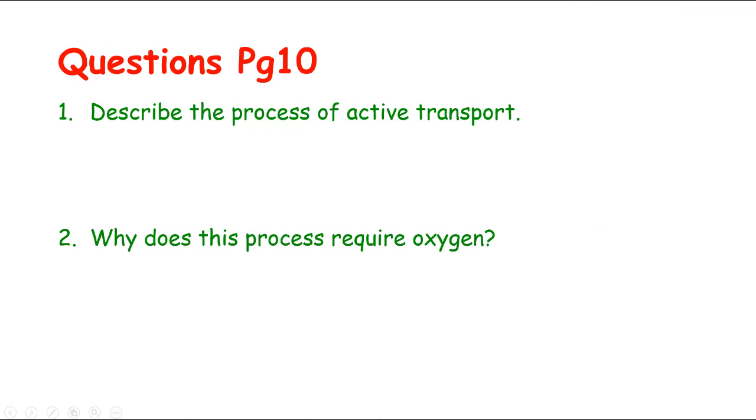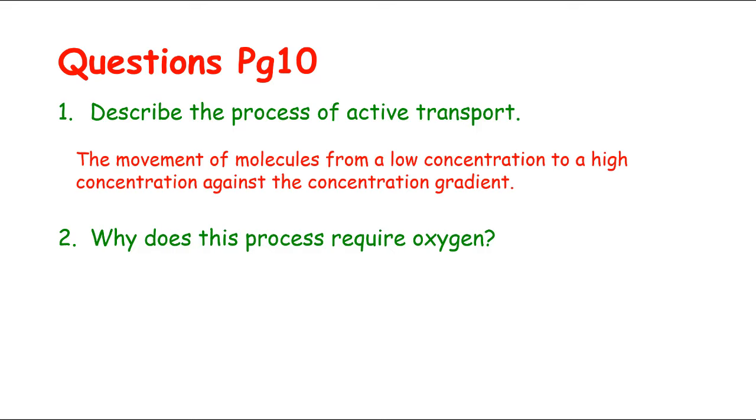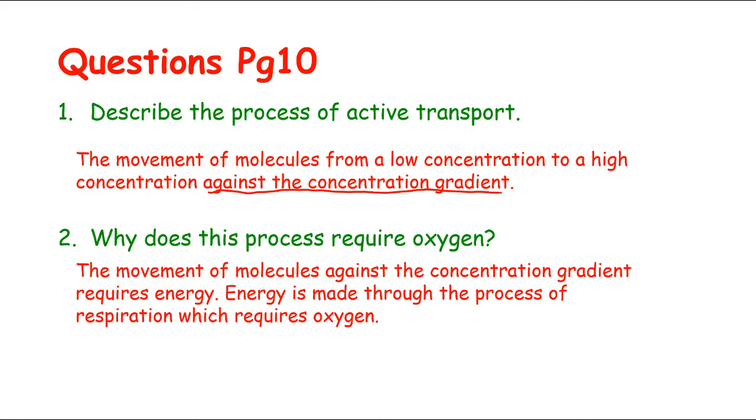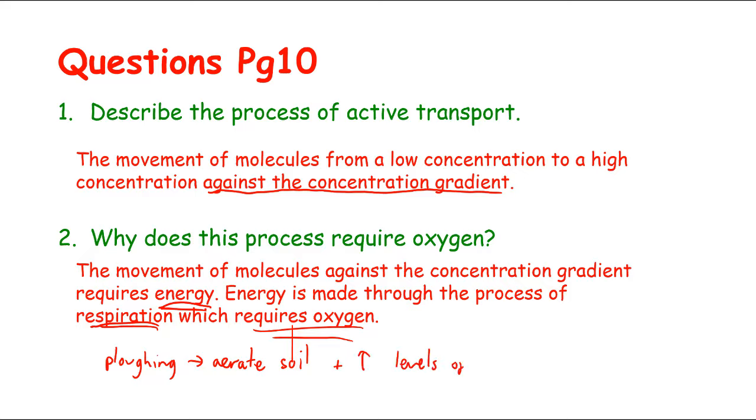Two wee questions linked to this then. Describe the process of active transport. So the movement of molecules from a low concentration to a high concentration against a concentration gradient. Why does it require oxygen? Because the movement of molecules against the concentration gradient requires energy. Energy is made in respiration, which requires oxygen, which again is why farmers are going to want to plough their field, because ploughing will aerate the soil and increase levels of oxygen.